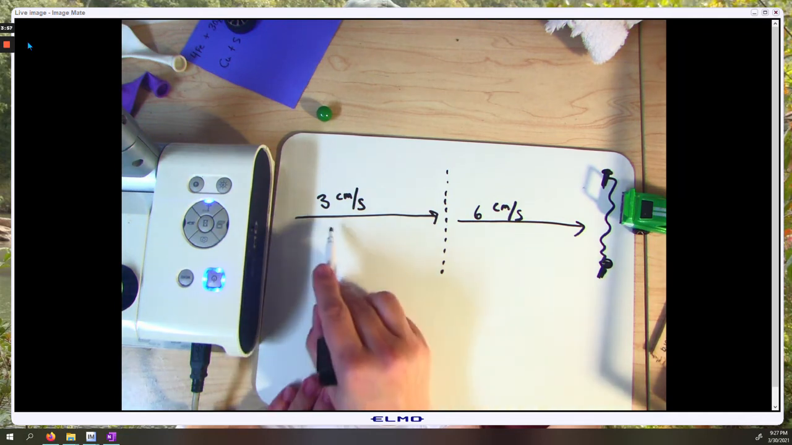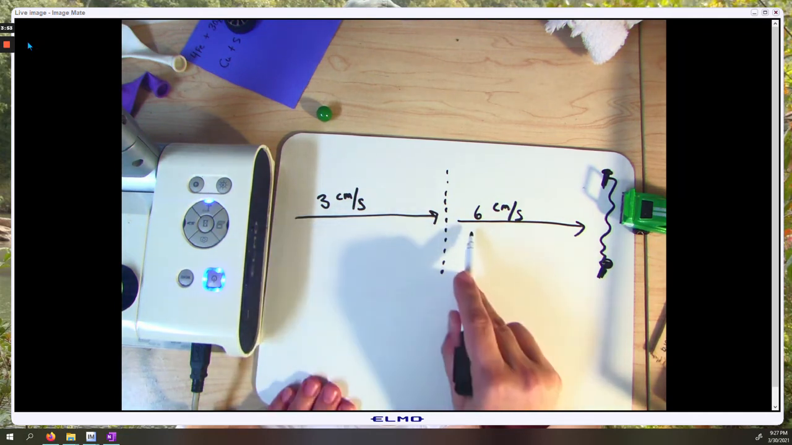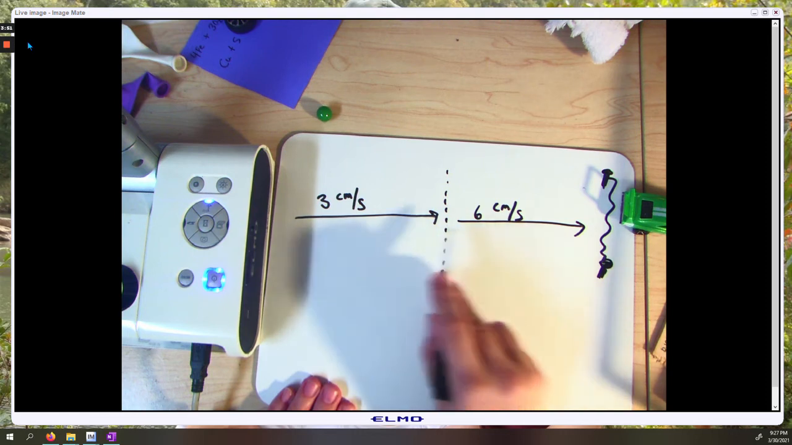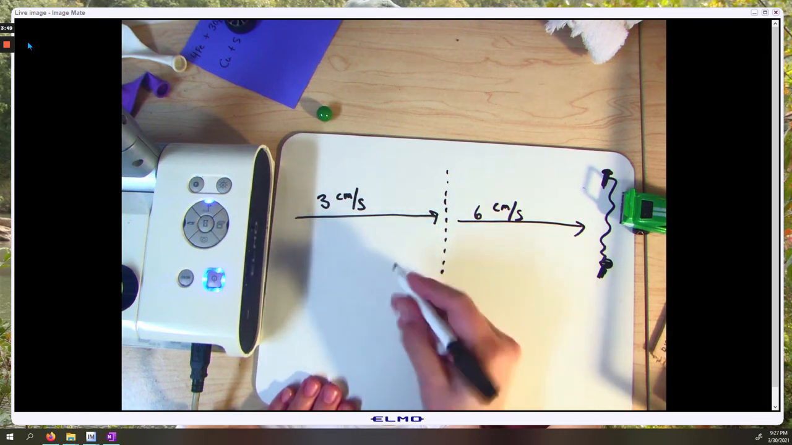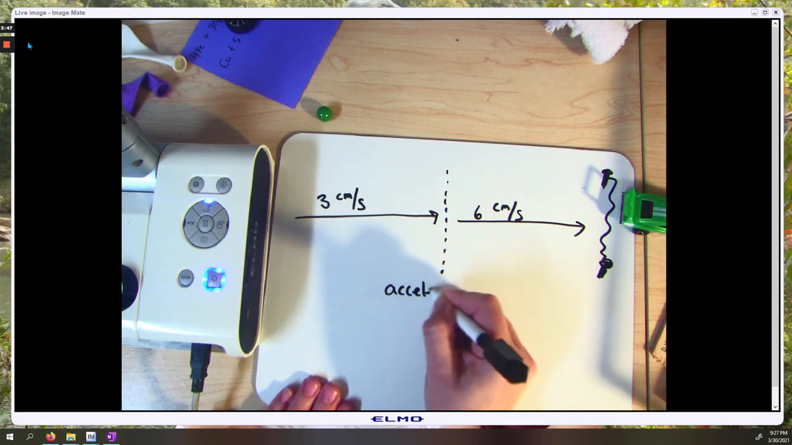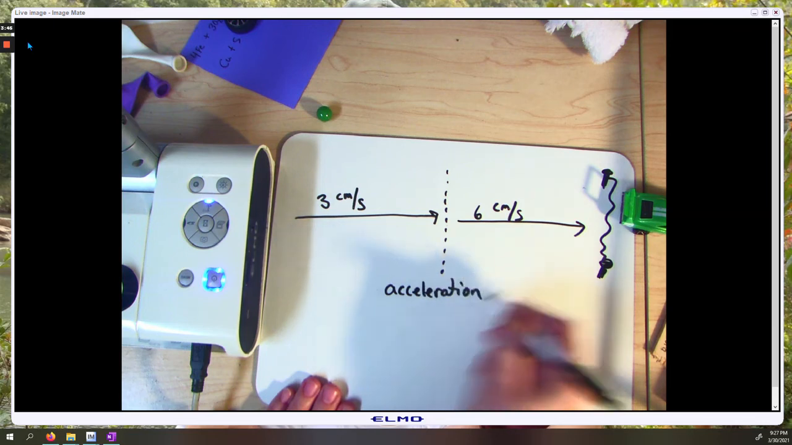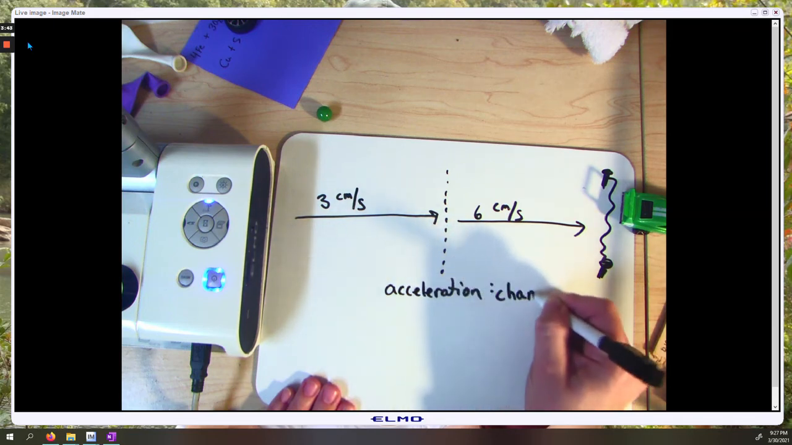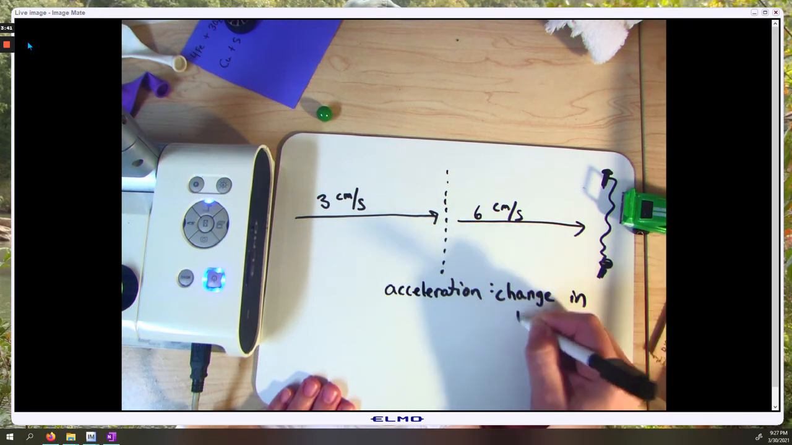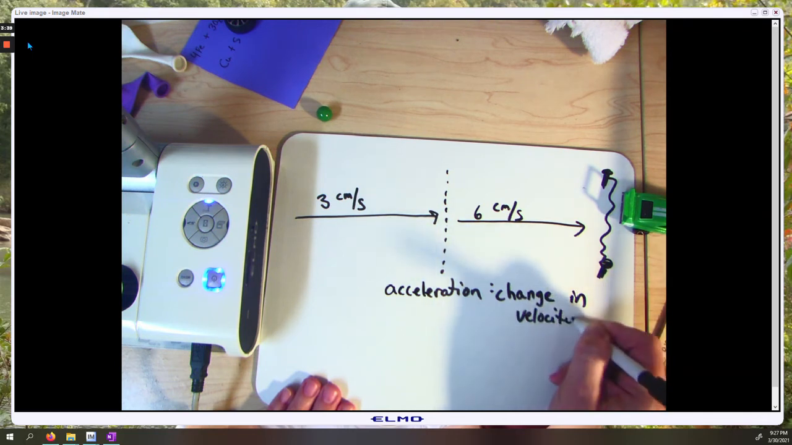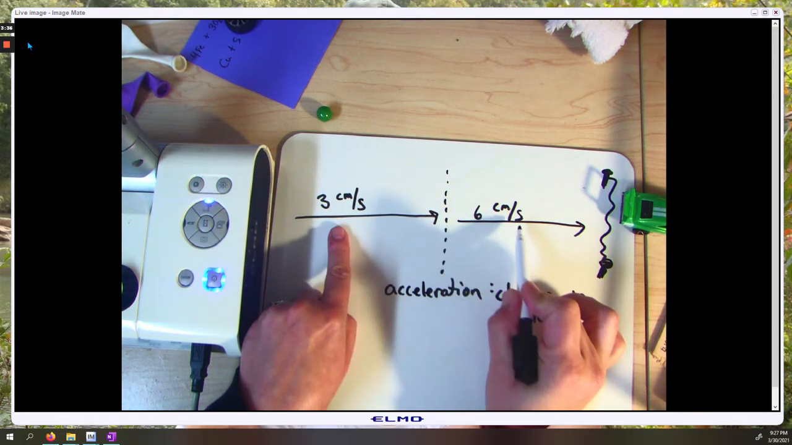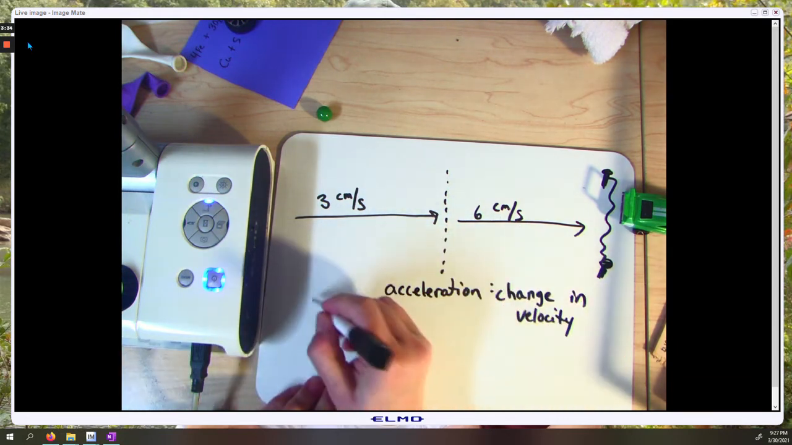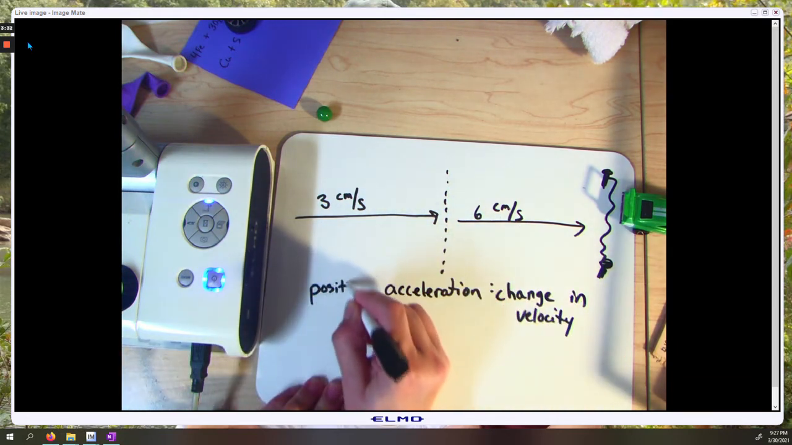So if we looked at this, we could say, here is the velocity of this section. Here is the velocity of this section. Since it changed, we know that there was acceleration. Whenever you have a change in velocity, you have acceleration. And in this case, it got more, and so it was a positive acceleration.